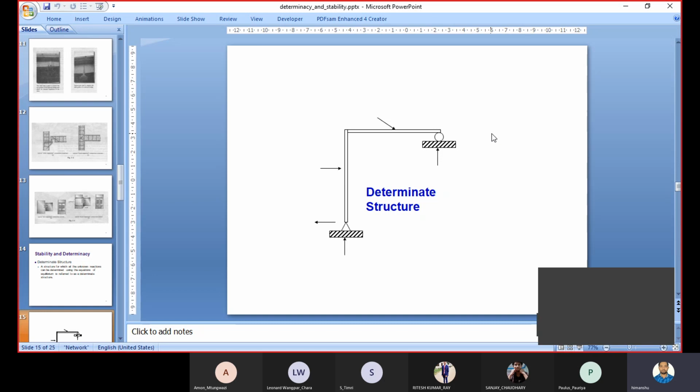And how many equilibrium equations are there? There are only three equilibrium equations, which are Fx is equal to 0, Fy is equal to 0 and Mz is equal to 0. So we have only three equilibrium equations. Similarly, we have only three unknown reactions. So what does it mean? This structure is a determinate structure.